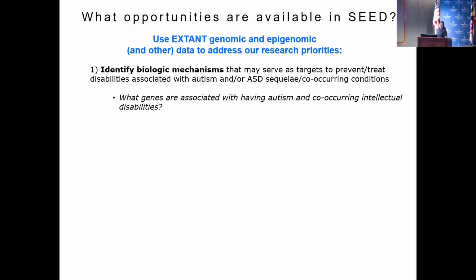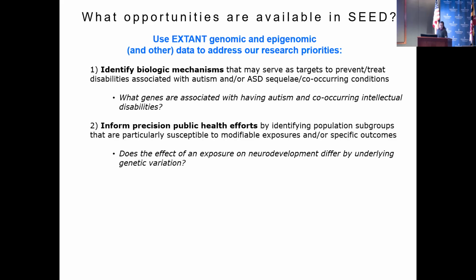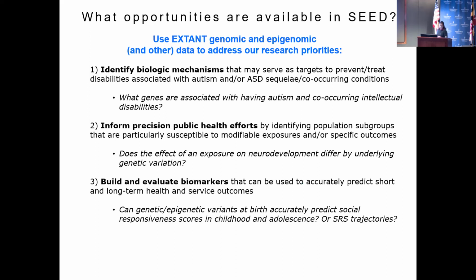And our priorities are to identify biologic mechanisms that could serve as targets potentially for interventions. We want to help inform what I'm calling precision public health efforts, right? Are there subgroups or subpopulations that we can identify that might be particularly susceptible to modifiable exposures or certain outcomes based on their genetic composition or context?